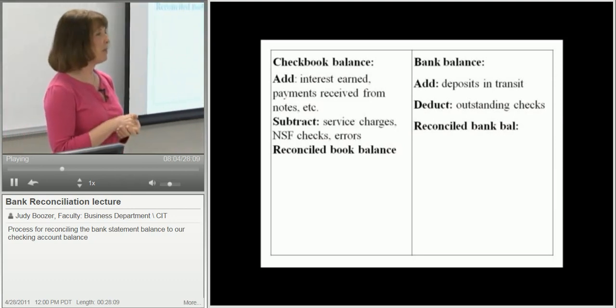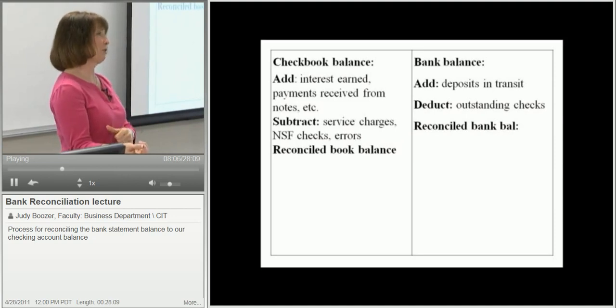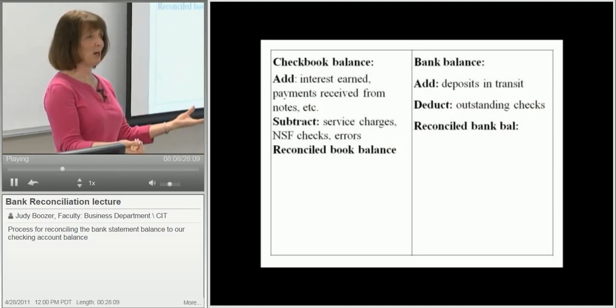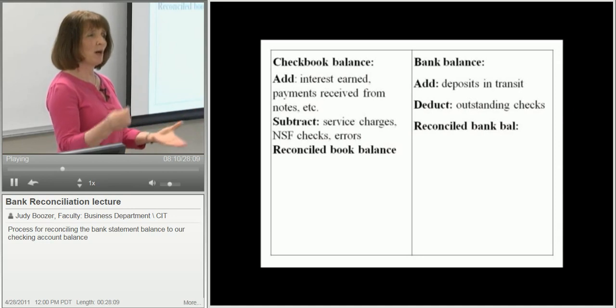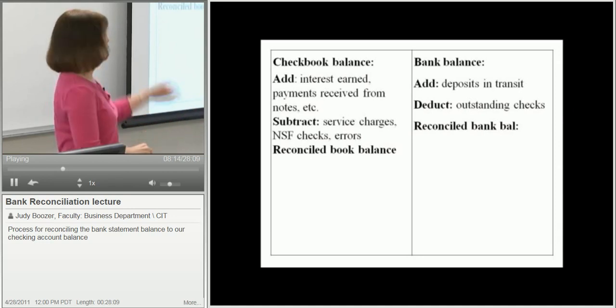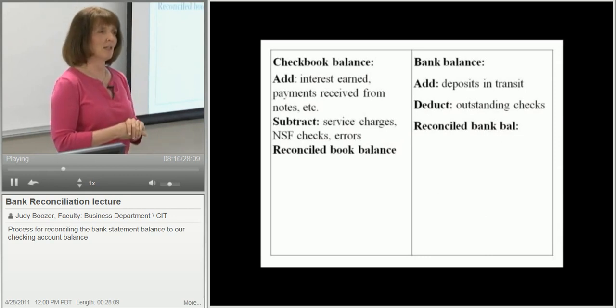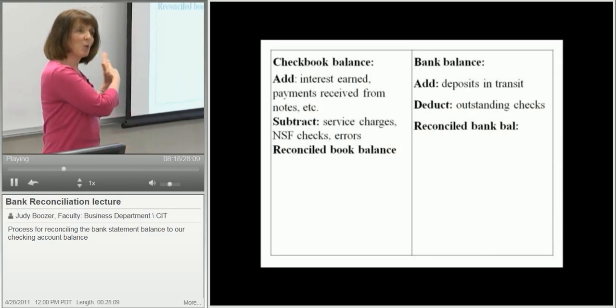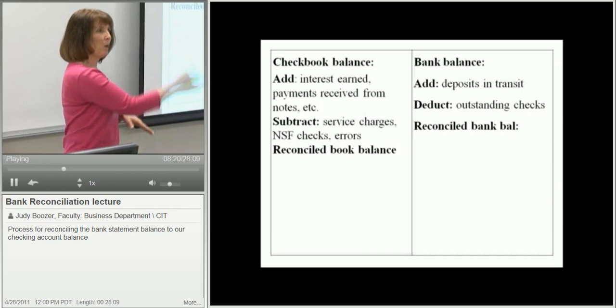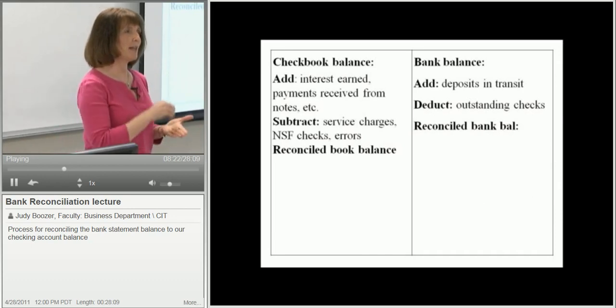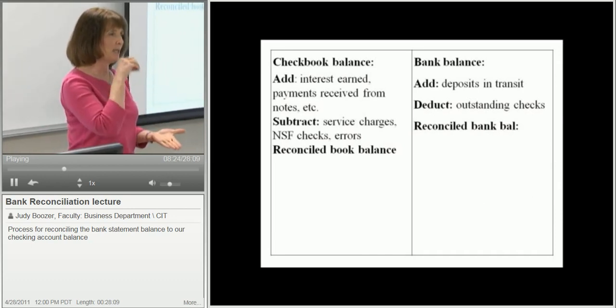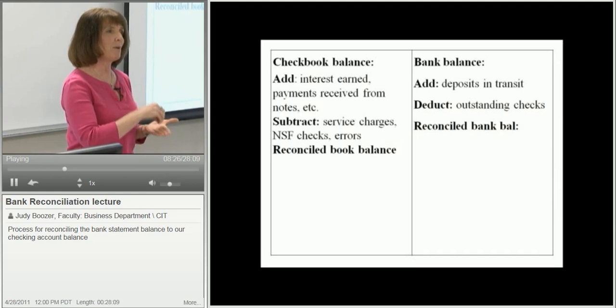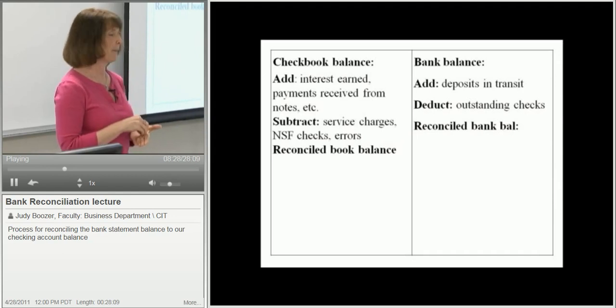All right, maybe you did do an ATM deposit over the weekend and the bank statement didn't process it. According to the records of the business, however, you see it was made. So you're going to add it to the bank balance. We don't want to add it to ours because we already have, but we need to add it to the bank balance. So, deposits in transit: deposits we think we've made, but the bank hasn't processed yet.